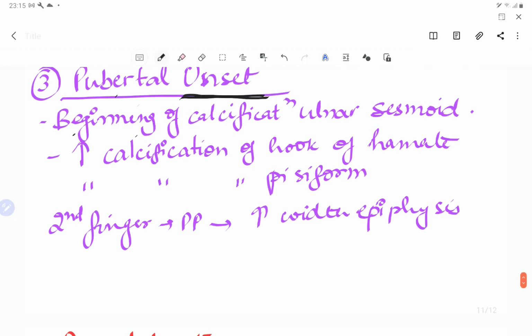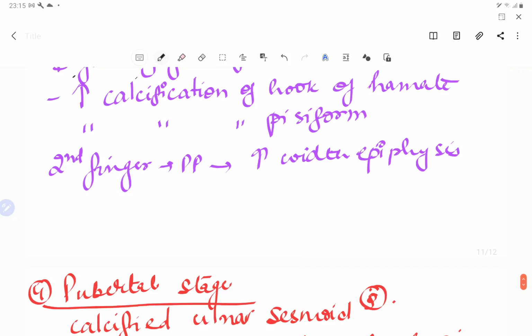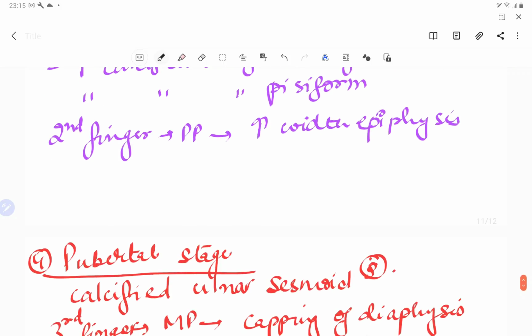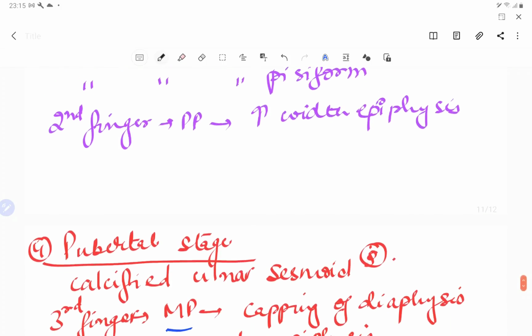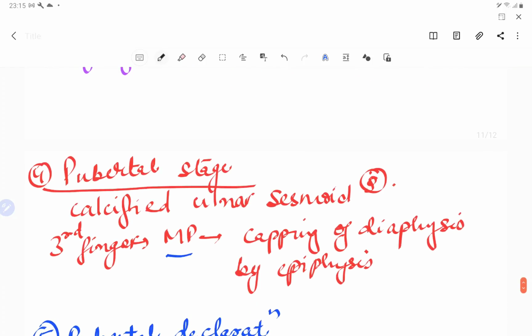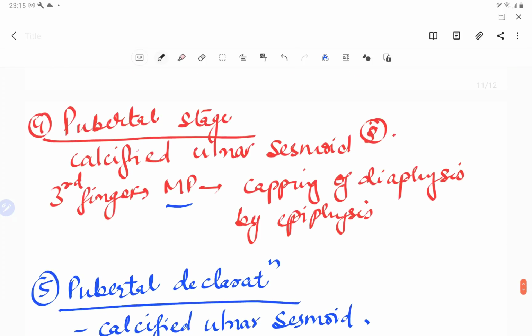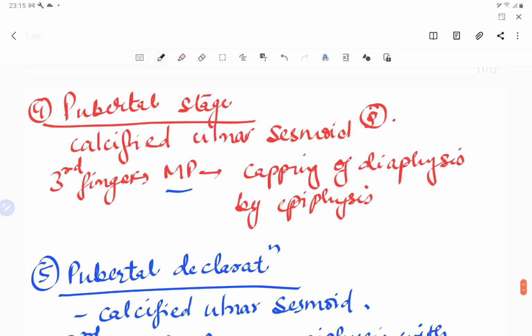Now the fourth one we have is the pubertal growth spurt, and that calcified ulnar sesamoid. Third finger we will be talking about middle phalanx and the capping of the diaphysis by the epiphysis. Now fifth one is the pubertal deceleration in that calcified ulnar sesamoid. Third finger now distal phalanx.